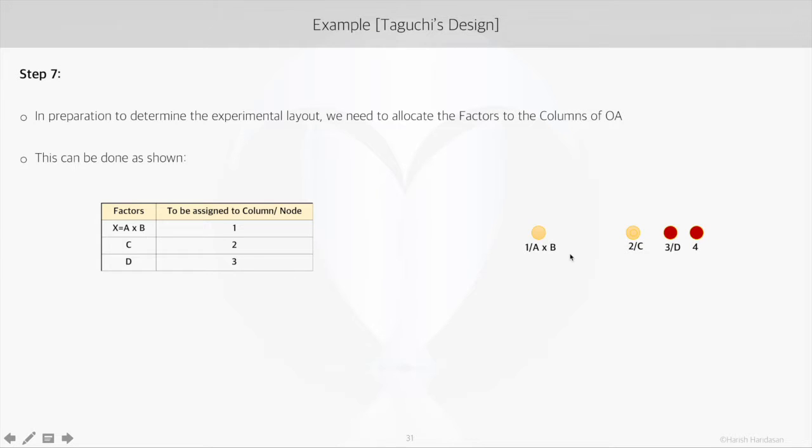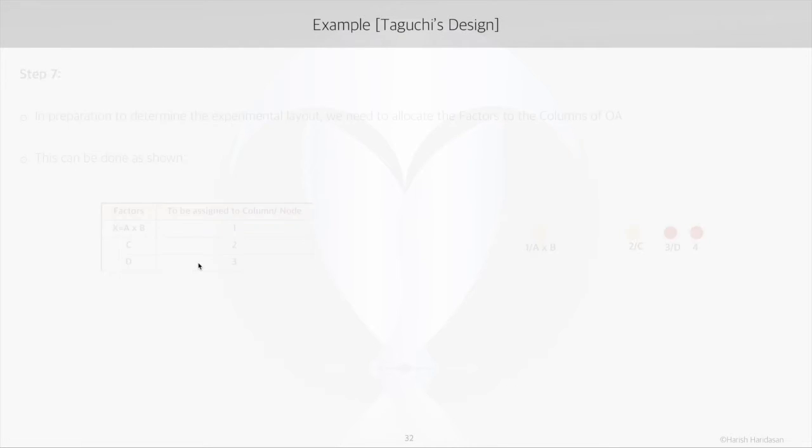Now coming to the factor allocation, here the first factor is now a new factor, which is the combination of the factors A and B. So this new factor is assigned to column 1, followed by the factor C going to column 2, and factor D to column 3.